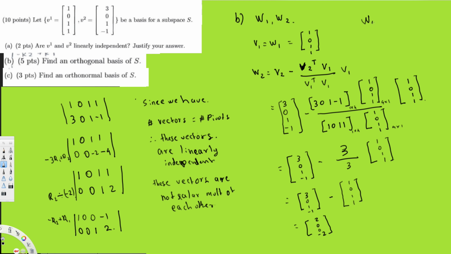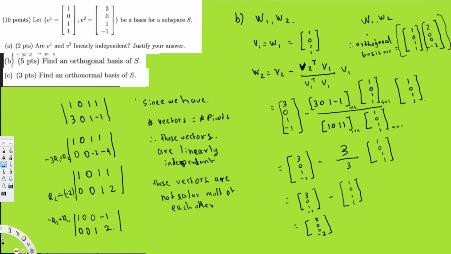So W1, W2 are orthogonal, and we can say therefore the orthogonal basis are 1 0 1 1, comma 2 0 0 minus 2. So these two are an orthogonal basis of S. And then the third question, part C, is asking to find an orthonormal basis.